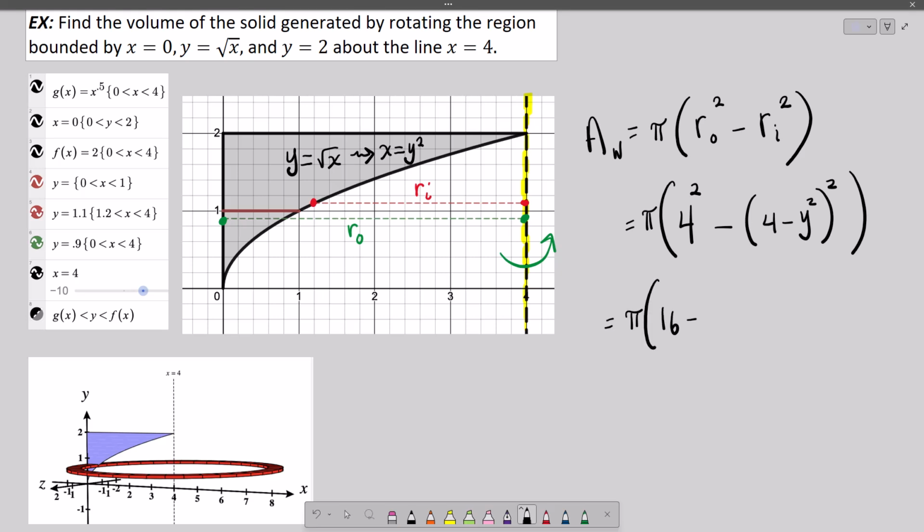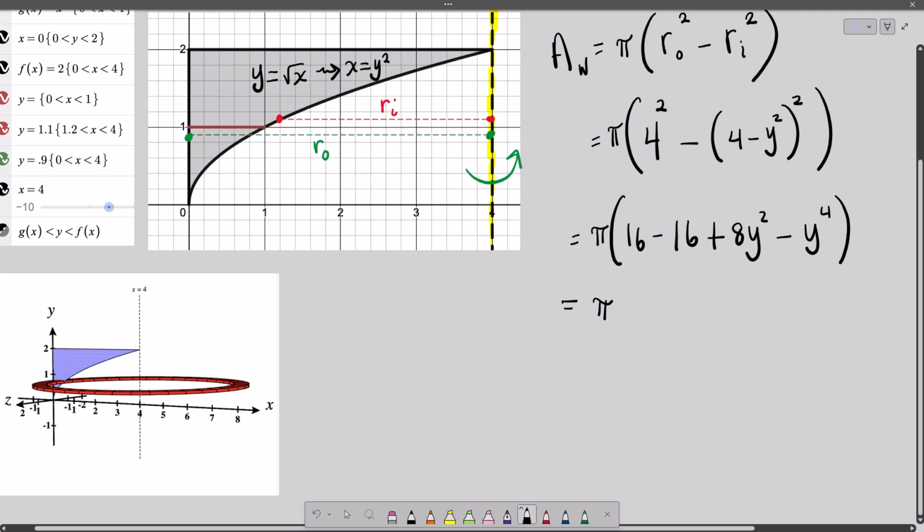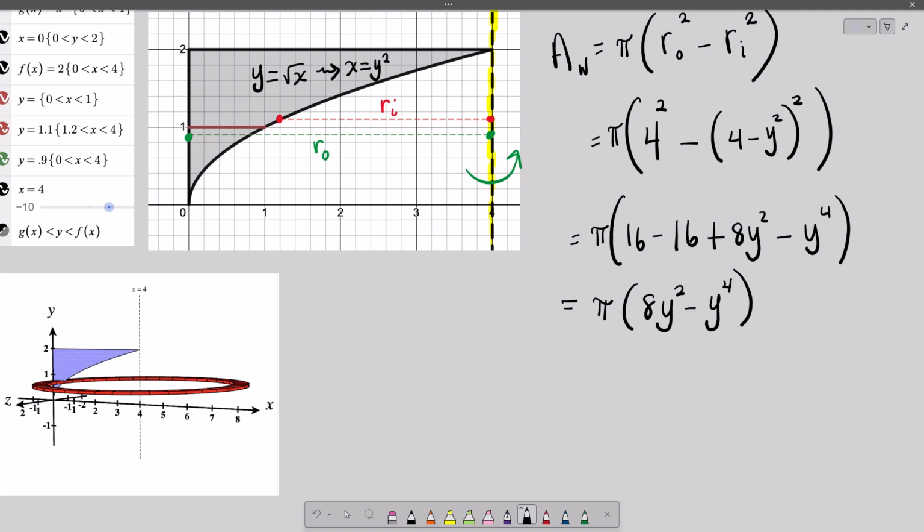So we're going to have 16 minus 16. We distribute in here, we're going to get 8y squared with a negative, but negative is positive, 8y squared. Then this is going to be plus y to the 4th, but we distribute the minus, so we get minus y to the 4th. So that'll be our area formula. Volume is the integral of area.